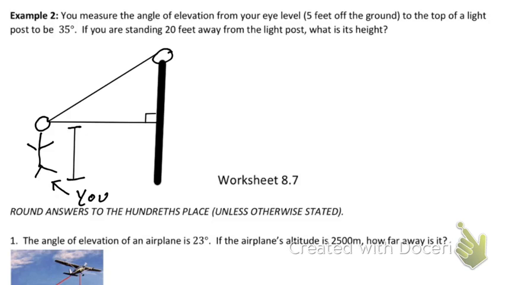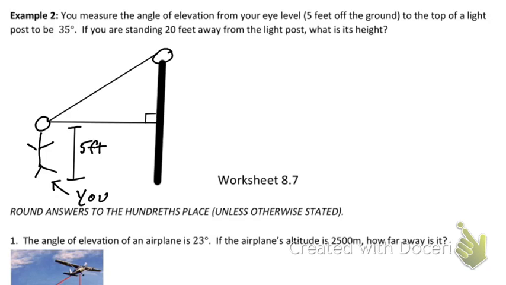All right, from here to here is 5 feet. That's important because it does say what is the height of the light post. So we have to add that 5 feet in here. All right, so from here to here is 5 feet.